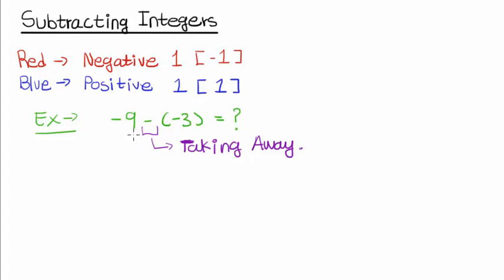I will draw 9 red circles to represent -9, and then I will take away 3 of those circles to represent me taking away -3. So here's what we get. So here are my 9 circles. And in order to represent me taking away -3, I simply take out 3 of the 9 red circles that you have. So after I take out the 3 negative circles that you have, you are left with 6 red circles, meaning your answer is -6.